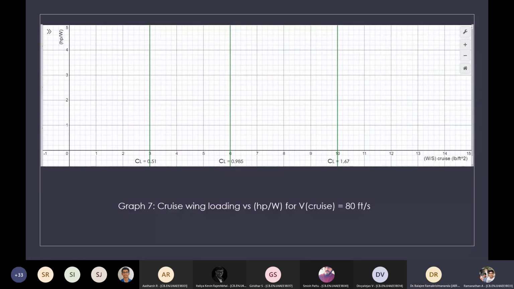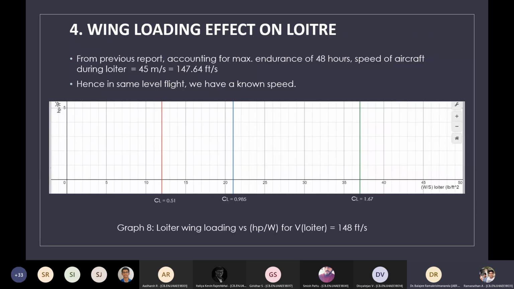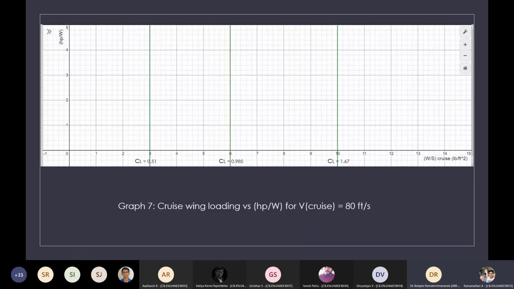Why are you always using the wrong spelling for loiter? You and other groups also. Loiter spelling, sir? I thought LOITER only. Oh, okay, yes, sir. I saw this in other groups also. Consistently, yes.